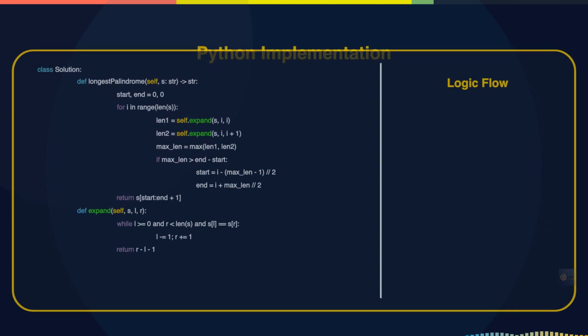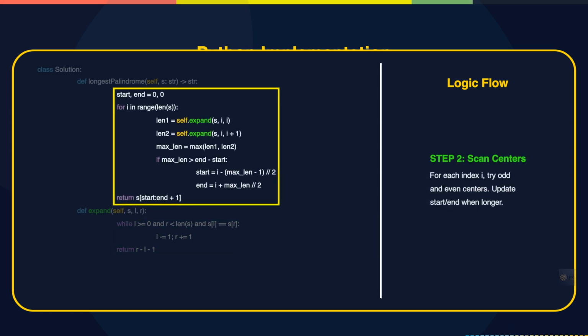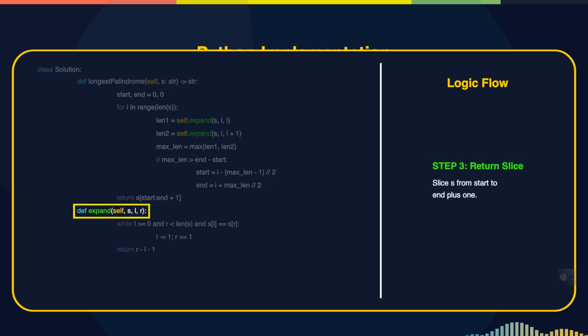In Python, we define a helper expand function that takes left and right pointers. While both pointers stay in bounds and the characters match, we move left down and right up. When the loop stops, we return the palindrome length as right minus left minus 1. In longest palindrome, we loop I across the string, call expand for odd and even centers, and update start and end whenever we beat the current maximum length. Finally, we return the slice from start to end plus 1.